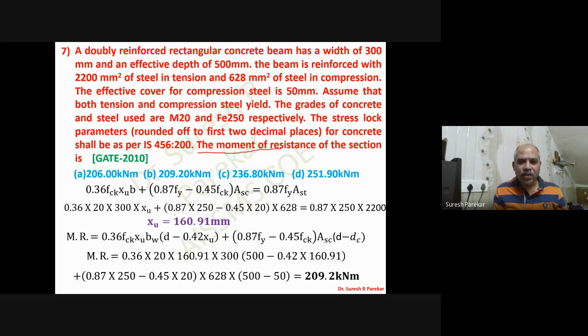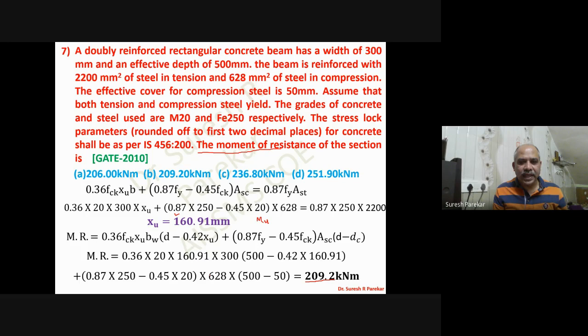So now once we know XU, then we have this will be mu. Now MR we have calculated, and it is going to be 0.36 FCK XU BW. Now we know all these values, so by substituting these values we are going to get the value of MR as 209.2 kilonewton meter.